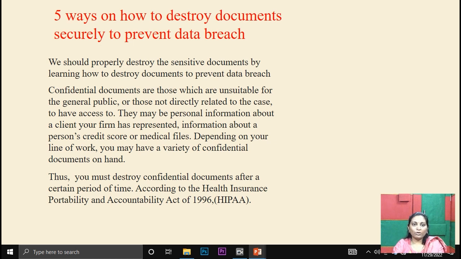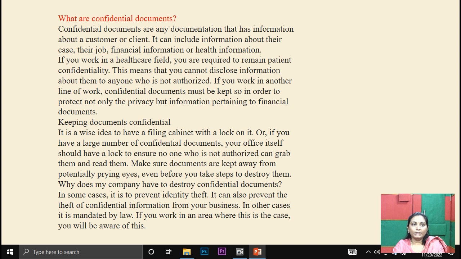Confidential documents are those which are unsuitable for the general public or not directly related to the case to have access to. They may be personal information about a client your firm has represented. Depending upon the line of work, you may have a variety of confidential documents. They must be destroyed after a certain period of time, according to the Health Insurance Portability and Accountability Act of 1996.